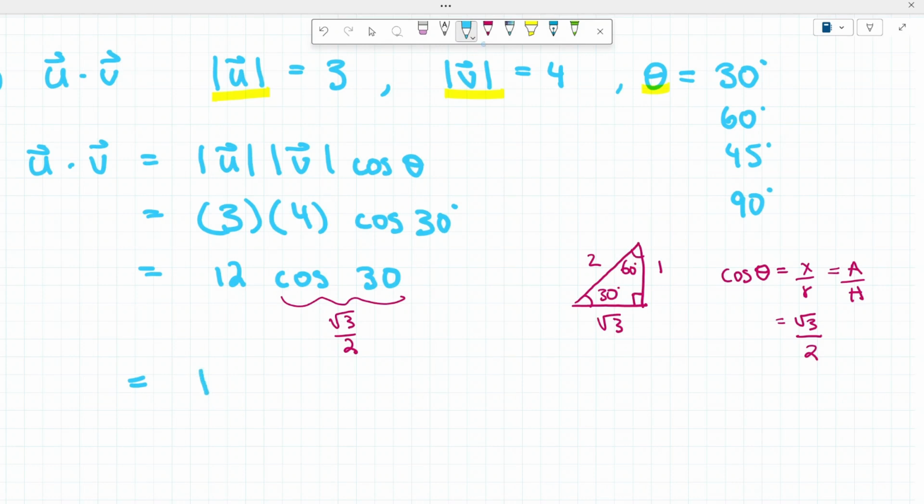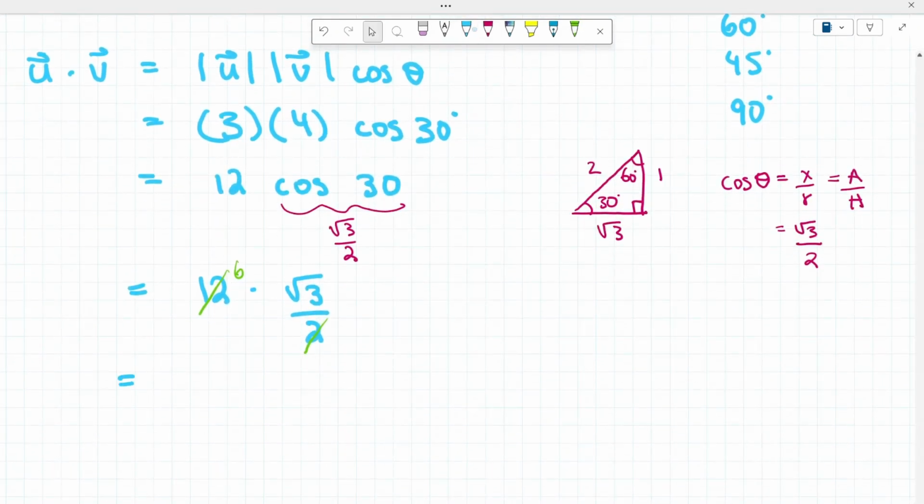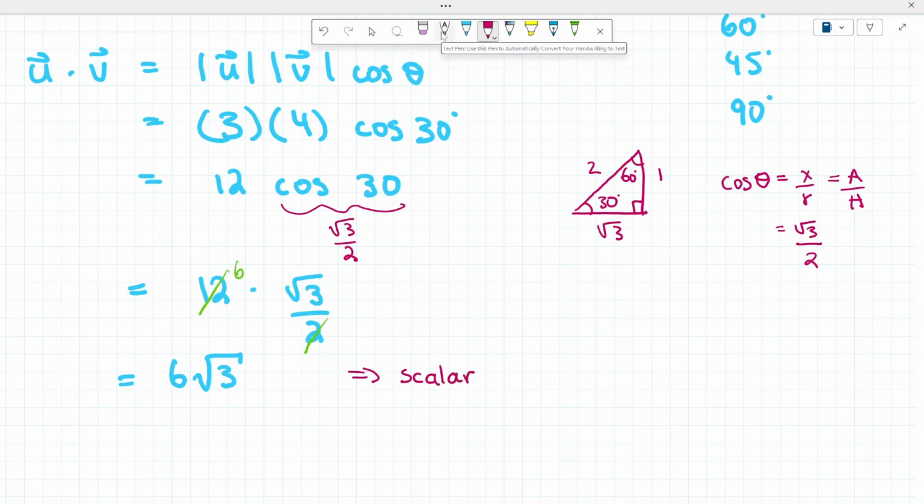So our answer is 12 times root 3 over 2. We can simplify this by canceling out the 2 and dividing the 12 by 2, which gives us 6. Therefore, our final answer here is 6 root 3, which cannot be simplified any further. Again, we note that this is a scalar quantity. It's no longer a vector. It is only a magnitude with no direction.